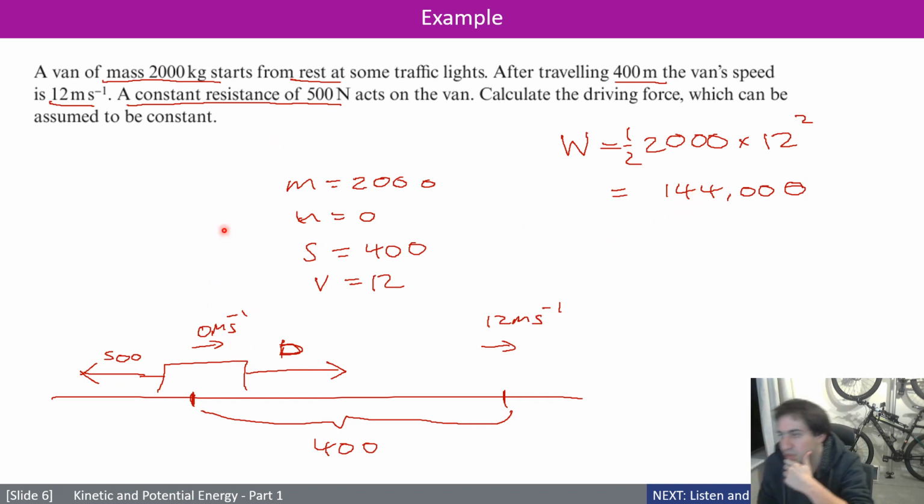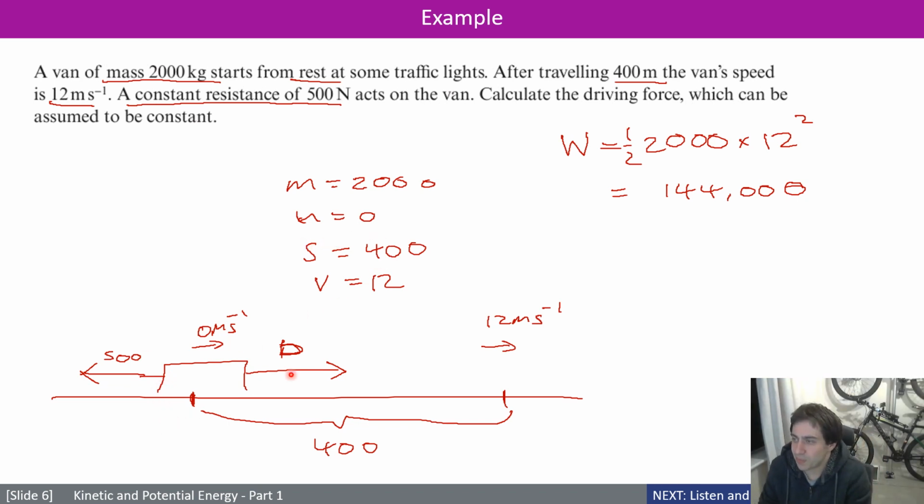And for this we need to be a bit careful, because the work done by D in order to produce this change in kinetic energy is not 400 times D. It's 400 times D minus the 500. And intuitively this does hopefully make sense.